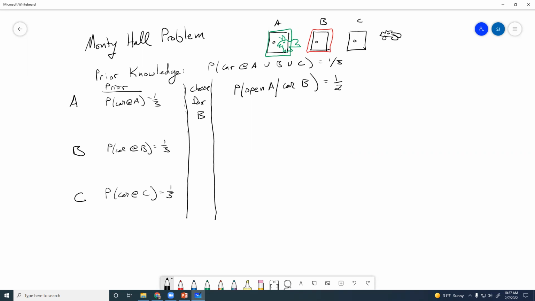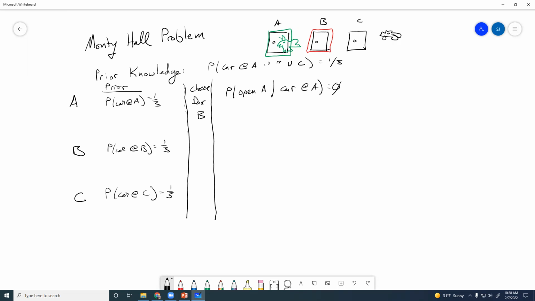Okay, sorry, let me rephrase that. This is what happens when I open it up for improv. So the probability that Monty would open A given that the car is at A. That's 0. Okay, good job. So he won't open it if it's there.